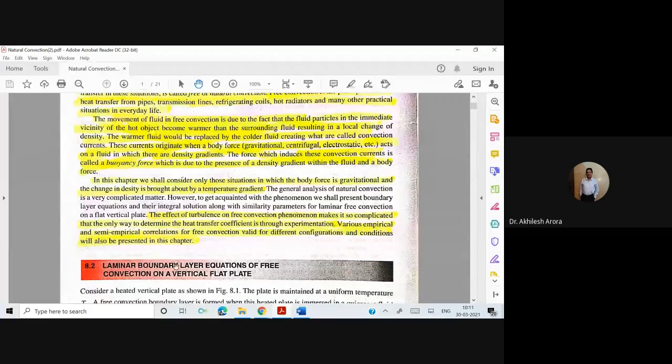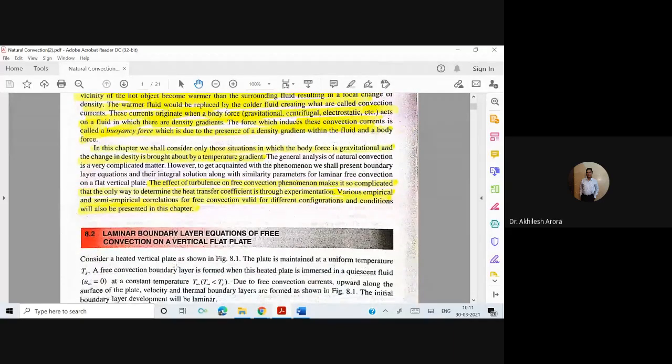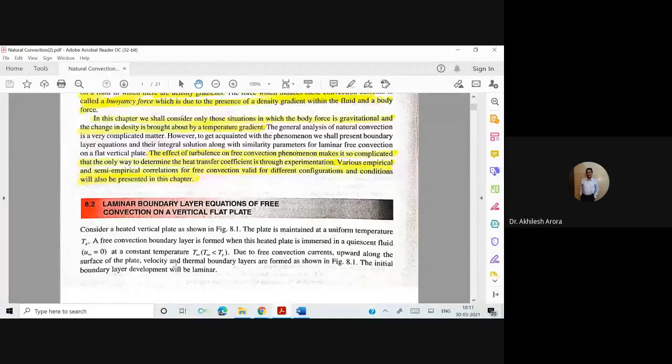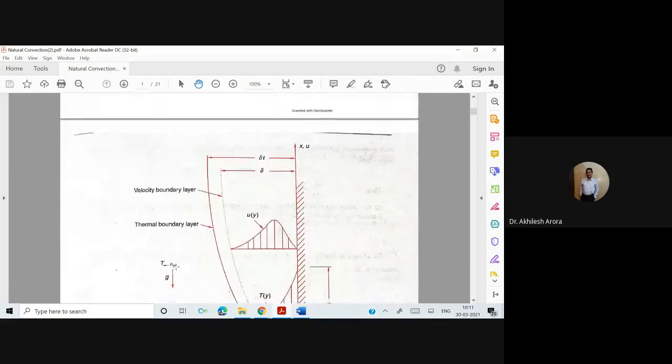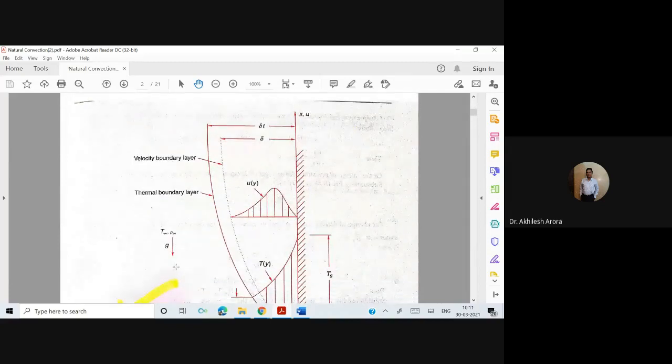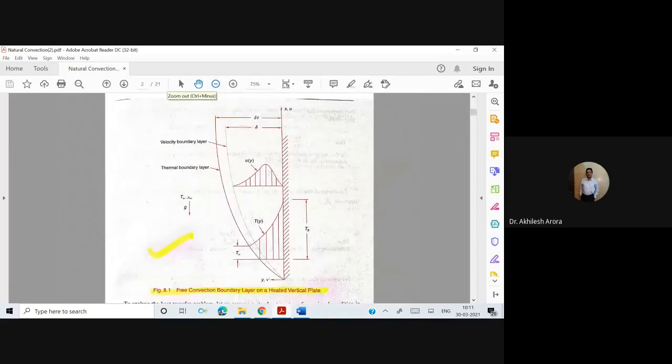Now we can see it here. The next topic is about the laminar boundary layer equations of free convection on a vertical flat plate. So basically, a vertical flat plate is a starting point when we talk about natural convection. So we should discuss how the velocity boundary layer and the thermal boundary layer look in the case of a vertical flat plate when it is the laminar boundary layer. So you can see this particular diagram. I will just reduce the size so that you can see it.